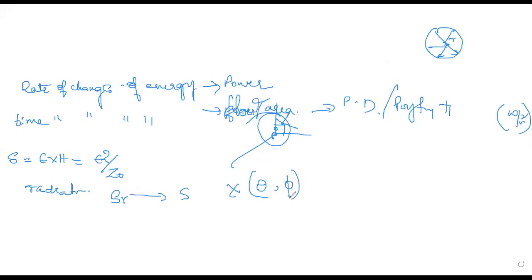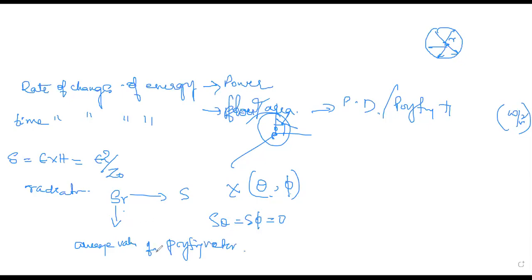Very important point you have to remember in point source. A point source will have only the radial component SR of a Poynting vector S, whereas no component in either theta or phi direction will exist. So you will have S theta equal to S phi equal to 0 in case of point source. The radial component SR is also called the average value of Poynting vector.